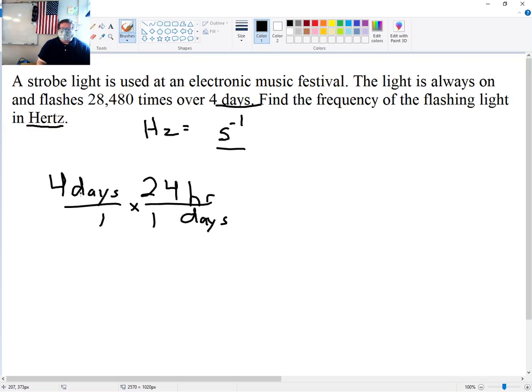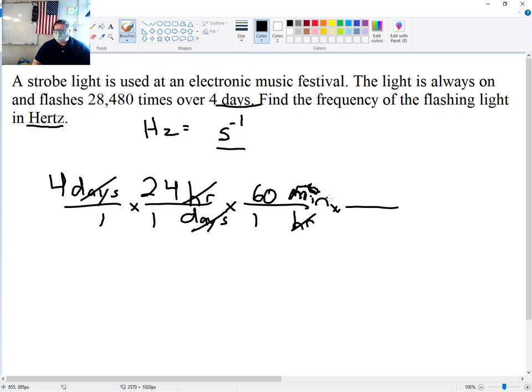Now look what will happen when I multiply this together. The days will cancel, and I would just have hours left. If I wanted hours, I'd be done, but I don't want hours. So I'm going to go from hours to minutes. Hours would cancel, and I would have minutes. 1 hour, 60 minutes, of course. If I wanted minutes, I'd be done, but I want seconds.